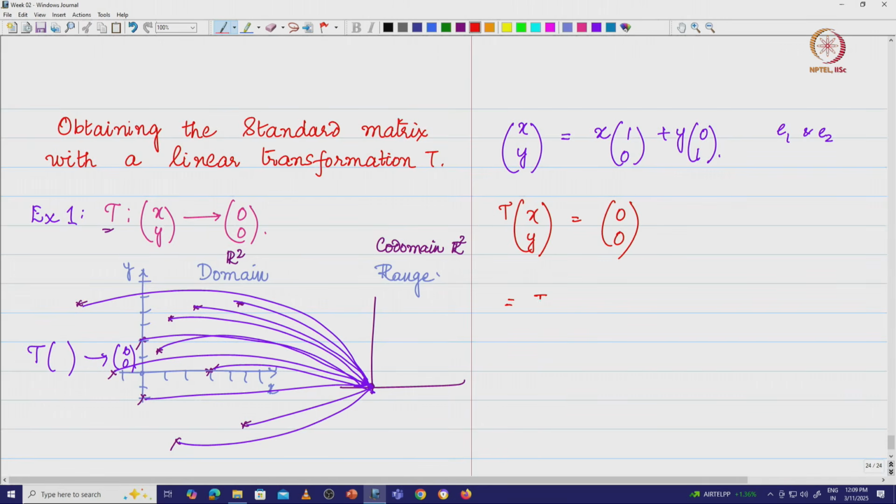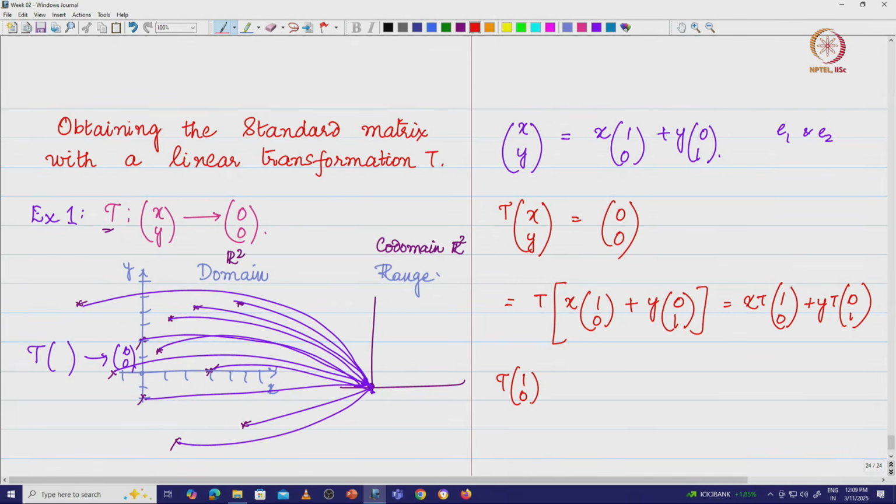Since the transformation is linear, I am going to write this as T of x times (1, 0) plus y times (0, 1), which is x times the transformation it does to the (1, 0) vector plus y times the transformation it does to the (0, 1) vector. Now what is the transformation of the (1, 0) vector? It goes to (0, 0), the origin. What is the transformation of the vector (0, 1)? That also goes to the origin. The transformation itself says, look, any vector you give me, I am going to map it to the zero vector.